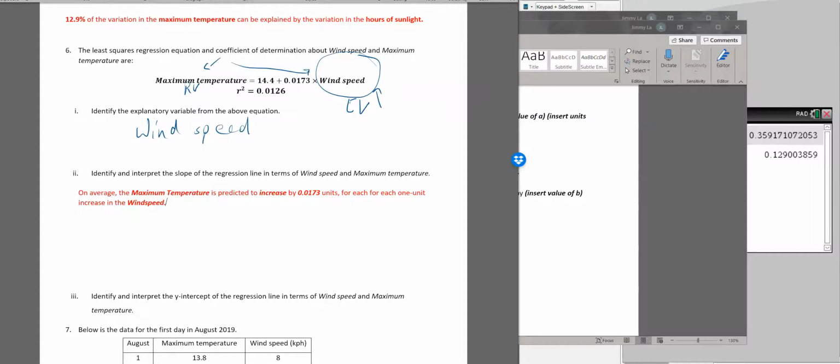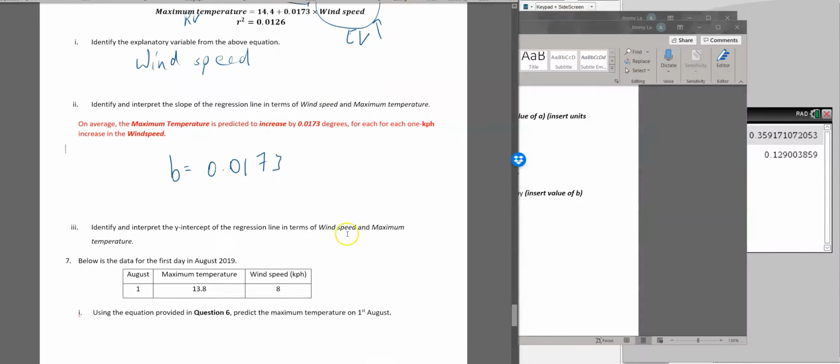Okay. And let's make sure that we change the units to whatever units it is, so degrees. Okay. And you're done with the question. If you want to be specific, wind speed is measured in kilometers per hour, so you would change it to kph as well. Oh, and I should probably identify what the slope is, so B is equal to 0.0173.